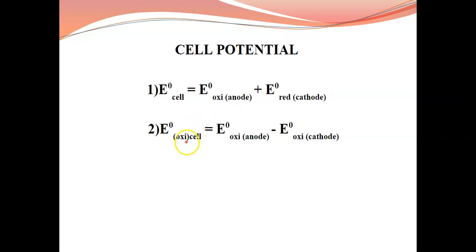Or if we have to calculate the oxidation potential of the complete cell, it would be the oxidation potential of the anode minus the oxidation potential of the cathode, because oxidation occurs at the anode. Or we can calculate the reduction potential of the complete cell. It would be the E standard reduction potential of the cathode minus the E standard reduction potential at the anode, because reduction occurs at the cathode. So these are the ways in which you can represent a cell potential.